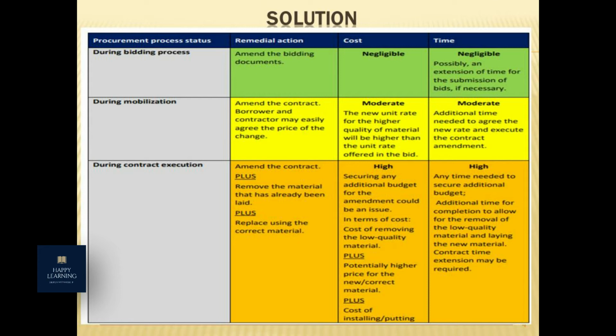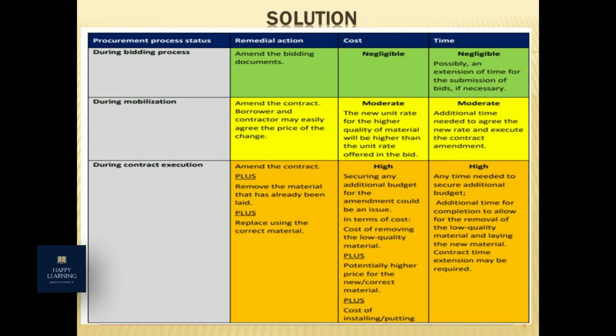In the second stage of the procurement process, during mobilization, if we find any defects, obviously we are in a position to amend the contract. The borrower and the contractor may easily agree on the price of a change. It also involves moderate cost. The unit rate for the higher quality of material will be higher than the unit rate offered in the bid. On time, the concern is moderate: additional time is needed to agree the new rate and execute the contract amendment.